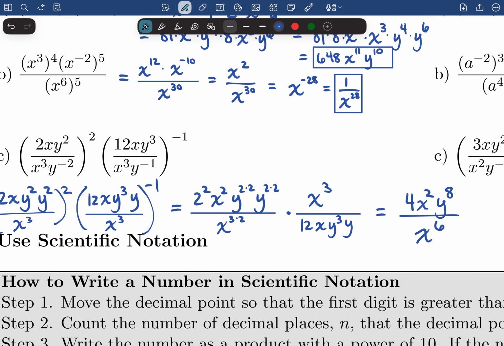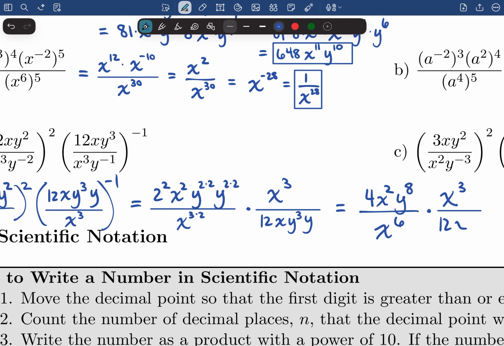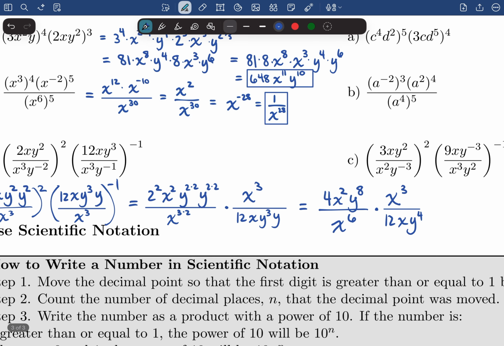And then I still have the multiplication by x cubed divided by that bottom 12 times x times y to the fourth. Because I could take the y cubed times y to the first and add the exponents of 3 plus 1 together and get 4. Great. We've made it to this point. And the goal is still to simplify.